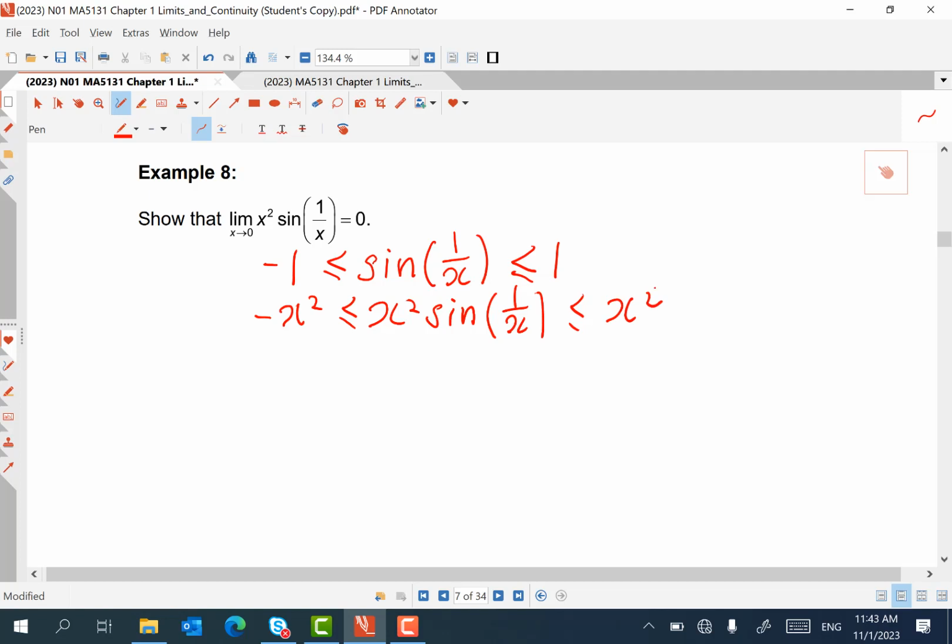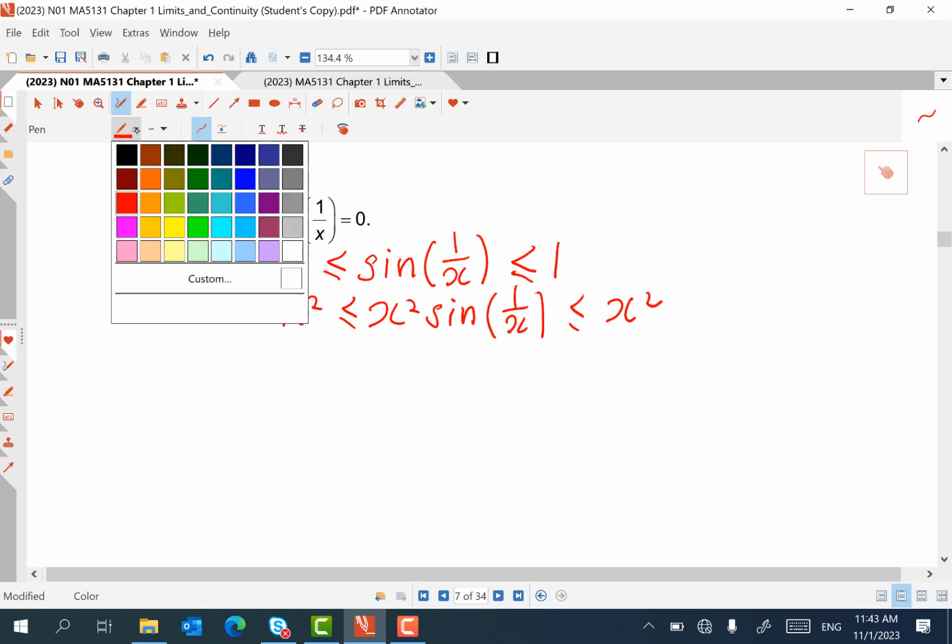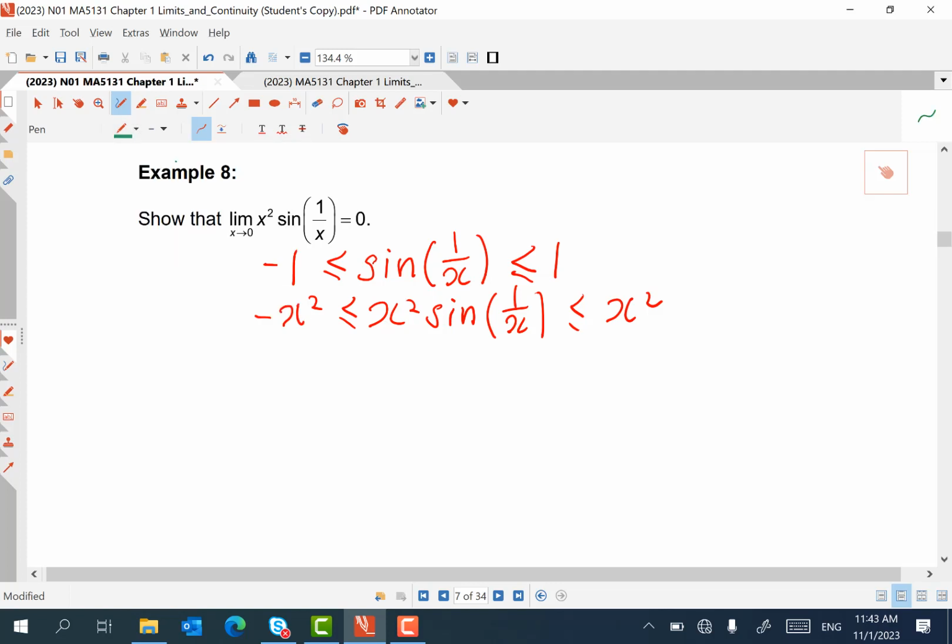Okay, so yeah, this line. There's a high chance that some of you might write this as the next line.